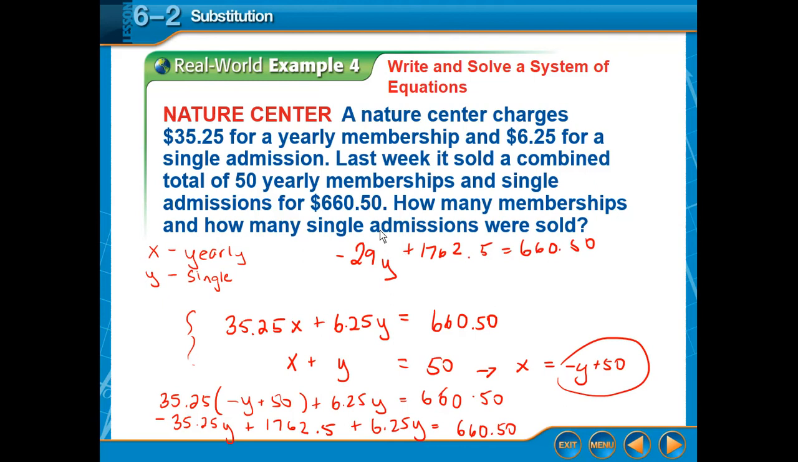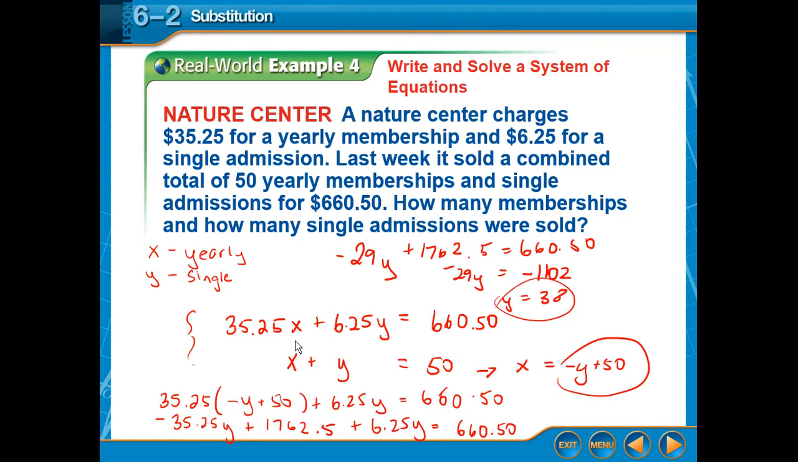So 660.5 minus 1,762.5 gives me negative 1,102 equals negative 29y. So then y, by dividing both sides by 29, I'm going to get y equals 38. Okay, so I have y, but I also need to know what x is.